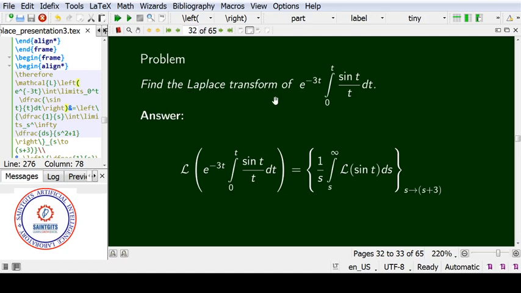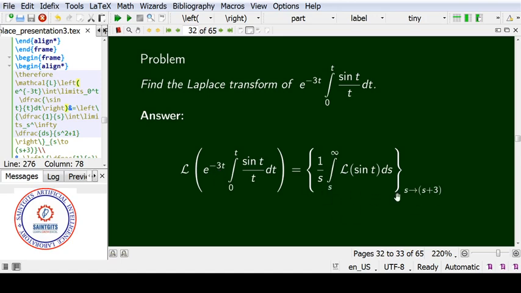We need the Laplace transform. So in mathematical expression, L of this question is L of e raised to minus 3t, integral 0 to t sin t by t dt, is equal to. Now we look like this. The outermost operation is e raised to minus 3t. In the Laplace transform domain, multiplication by e raised to minus 3t leads to a scaling. So s tends to s minus a, that is s tends to s minus minus 3, s plus 3. That is how I put it.